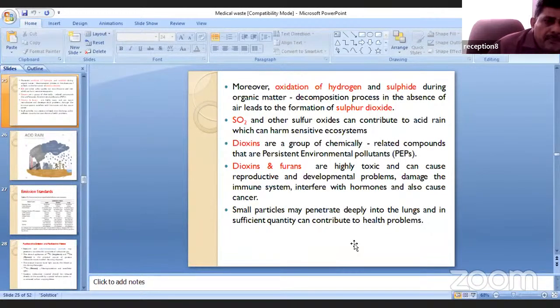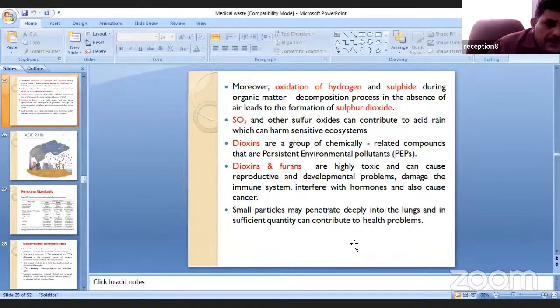After that, people may become immunosuppressed when they consume or inhale a higher concentration of dioxin and furan. It may also damage the hormonal system of the human body. So finally, the human being may get cancer due to the high concentration of dioxins and furans in the particular atmosphere.